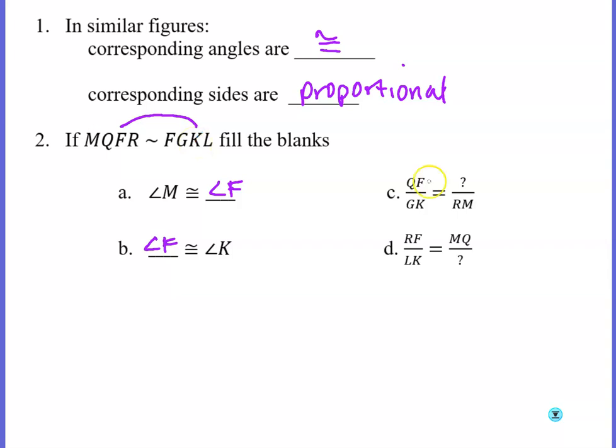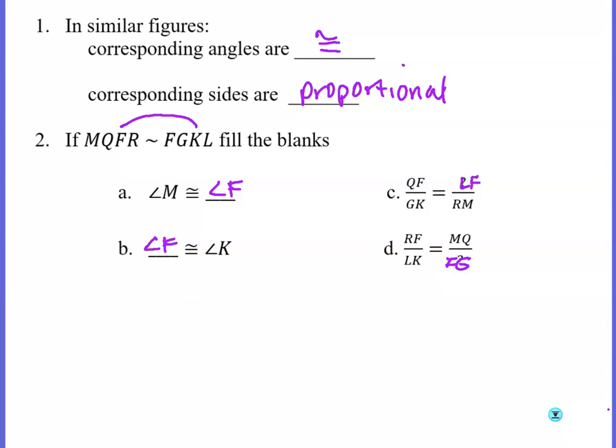Okay, here we have segment QF to GK. So those two over each other would be the same as what to RM. So RM would match up with LF. And the ratio of RF to LK is the same as MQ to FG. So you're just looking for the matches basically in that one.